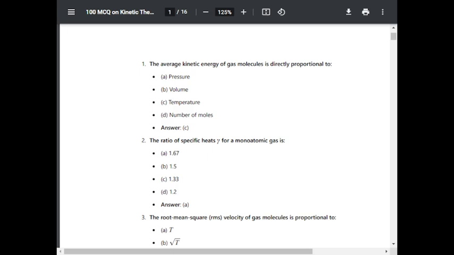Question number 2. The ratio of specific heats gamma for a monoatomic gas is. Option A 1.67, option B 1.5, option C 1.33, option D 1.2. The correct answer is A, 1.67. The ratio of specific heats gamma for a monoatomic gas is 1.67.